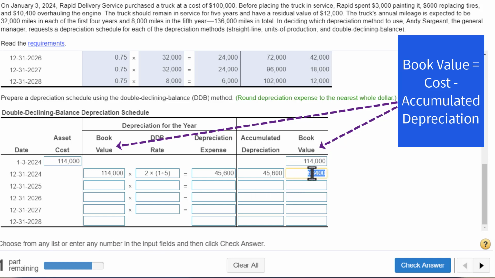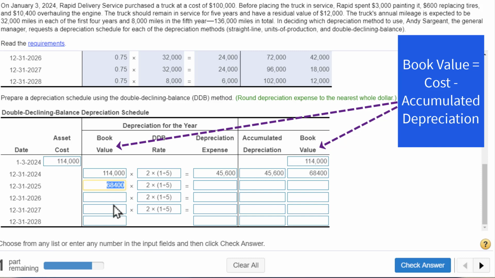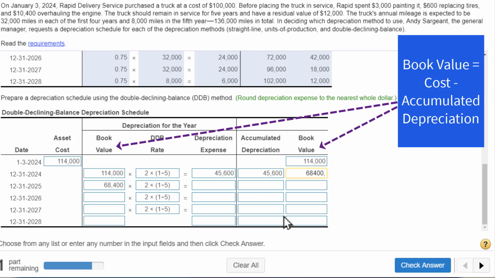So we're going to take this book value, plug it in for the next year, times 2 times 1 divided by 5. So we can just fill that in for all of them. So 68,400. I'll put the commas in there just so it's easier to read. See, this is why I don't like putting the commas in there, because it increases your chance to make a mistake. All right.